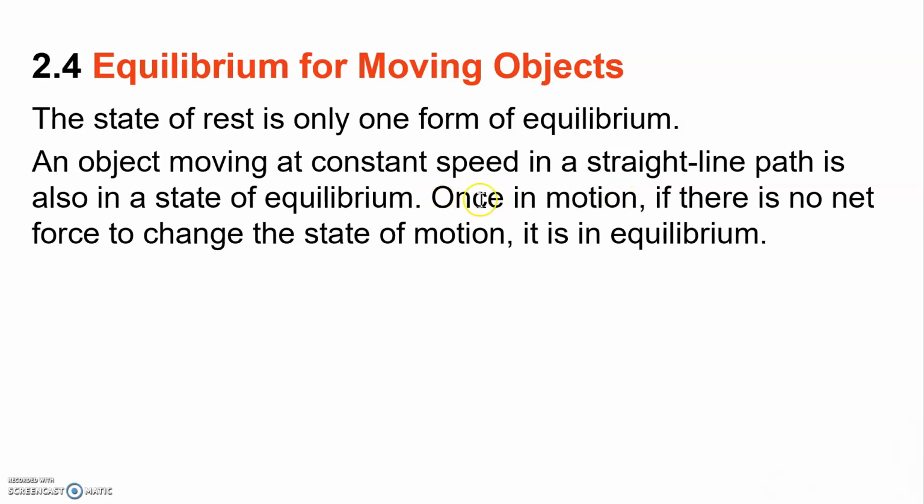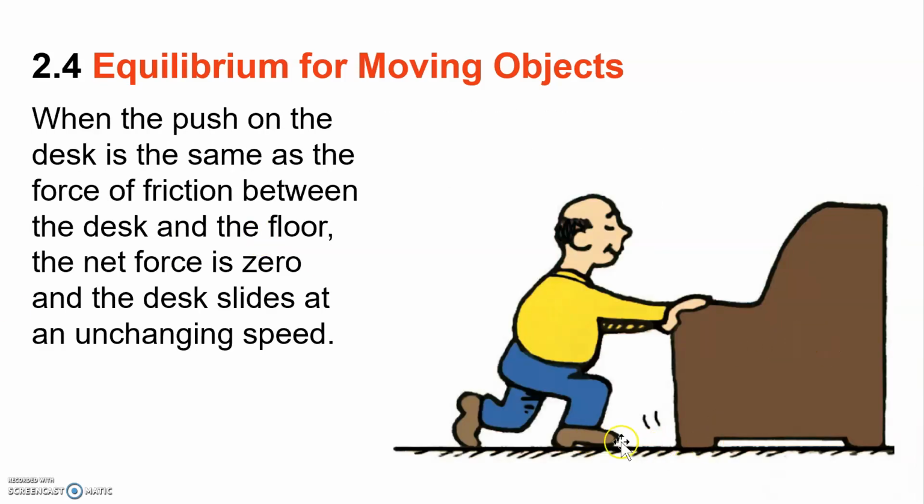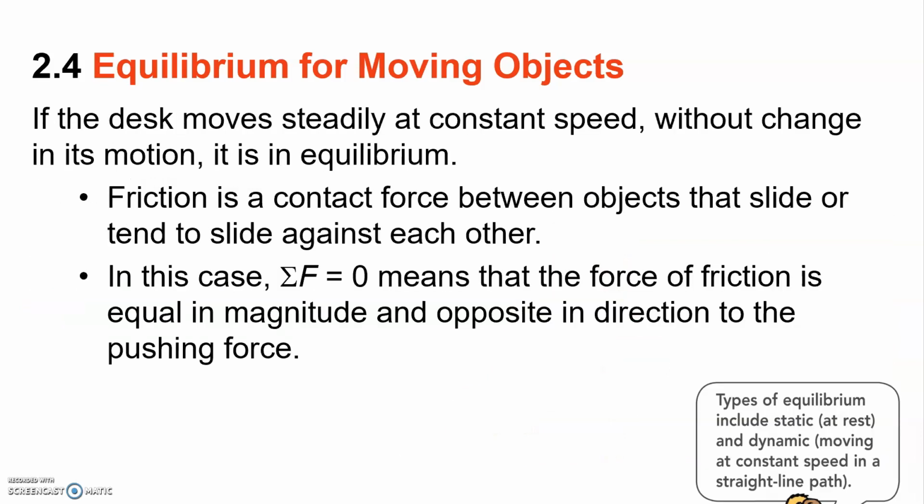This goes along with Newton's law: an object in motion stays in motion until acted on by an external force. Once you're in motion, if there is no net force to change your state of motion, you're in equilibrium, and you continue just like that until something acts on you to slow you down, like gravity or drag or friction, whatever. If you were to push on a desk and there was theoretically 0 friction, it would continue sliding forever at that same speed until some force acted on it to change its speed.